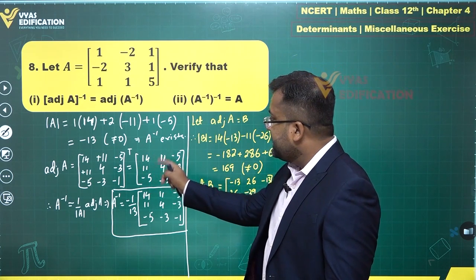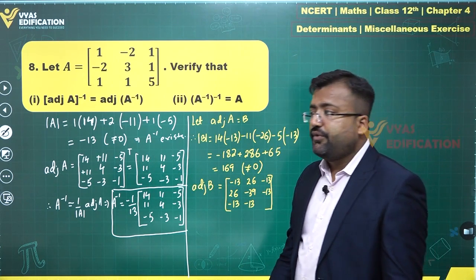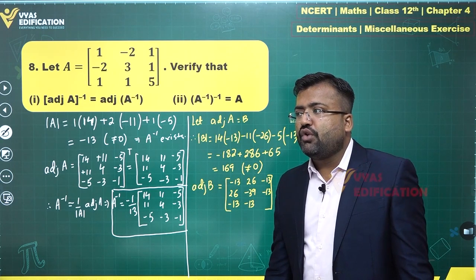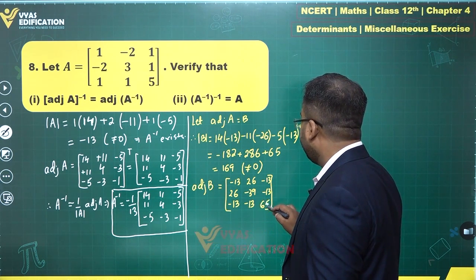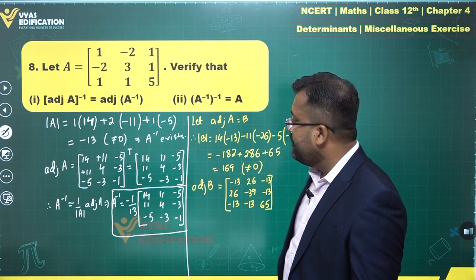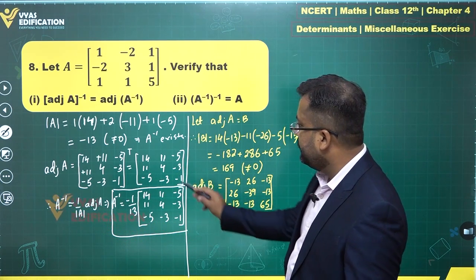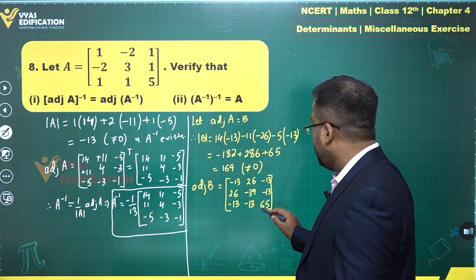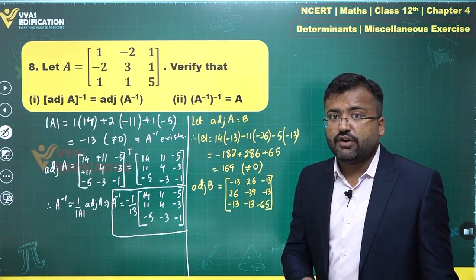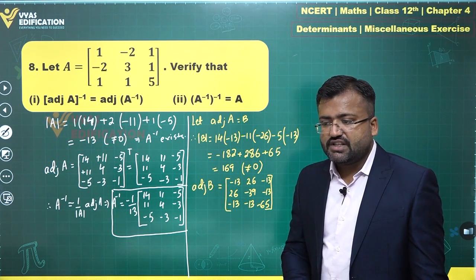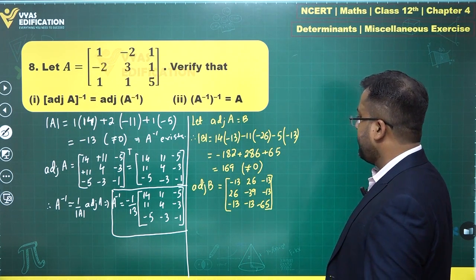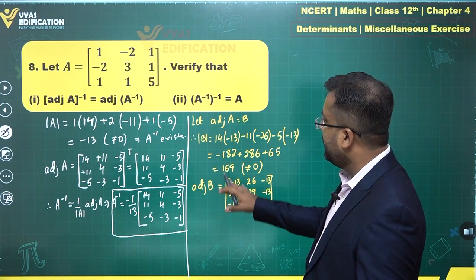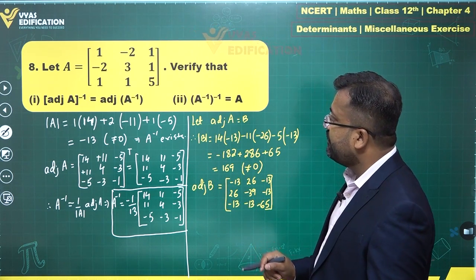14 times 4 is 56, minus 121 is what we will require. Check that again. Sorry, this is 56 minus 121. Okay, 56 minus 121. So 121 minus 56 will be 65. Minus 65 is what I'm getting over here. This is the adjoint of B. The determinant of B is already there. The adjoint of B has been found.